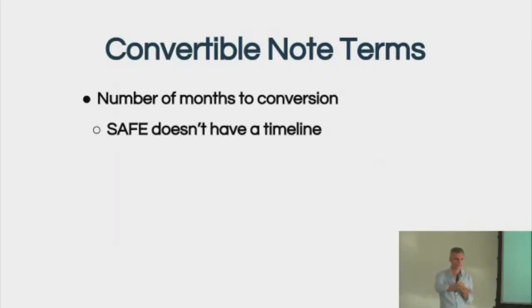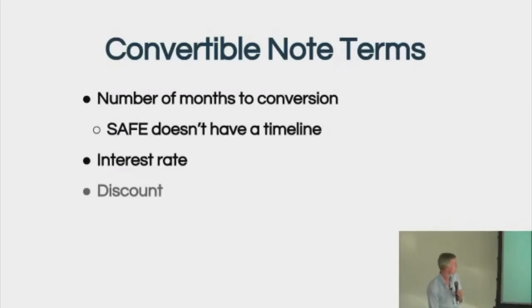I want to wait till the next investors come in, then we'll price it. I'll give you, Mr. Investor or Mrs. Investor, an interest rate for the length of time it takes for that to happen. And then I'll give you a discount. So when the next round comes in and buys shares, I'll cut you a discount versus what they're paying to compensate you for the risk you took in investing in me.